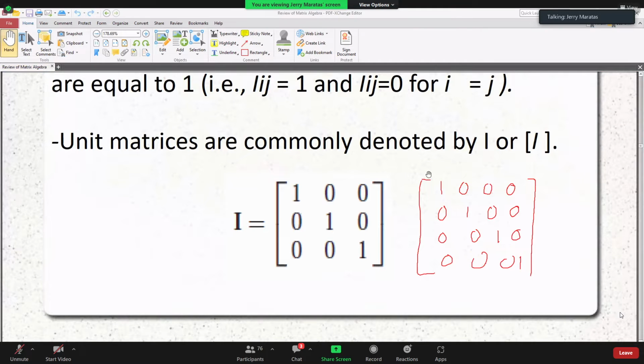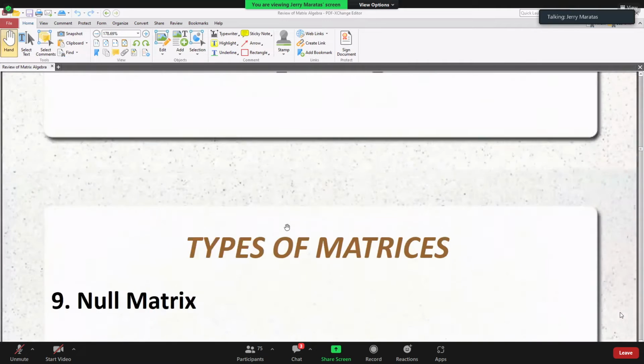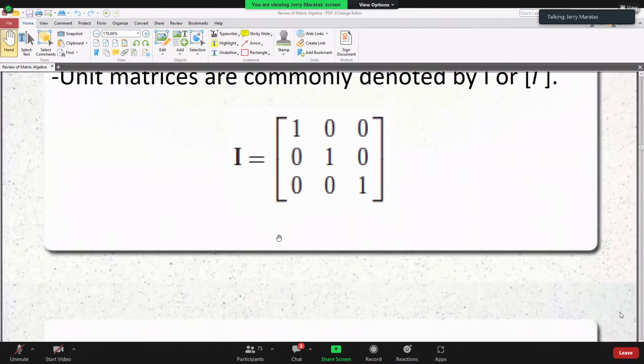Where all elements in the main diagonal, puro siya 1, and the rest are 0. So it is an example of an identity matrix, or again, a unit matrix. Importante kani, kaning unit matrix.